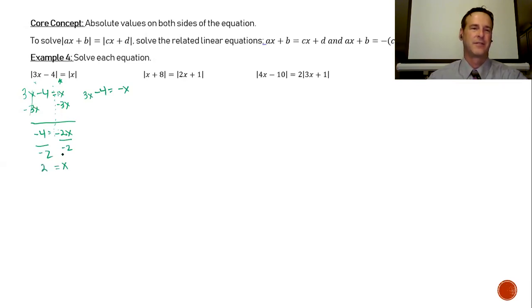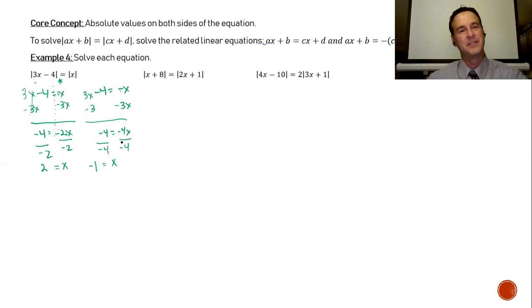Same thing over here. Let's subtract the 3x from both sides. And 1x minus 3x is negative 4x. And of course, divide. Okay, and that is it. I know you're looking at this thinking, these feel harder. They're barely harder. It's still the same idea.